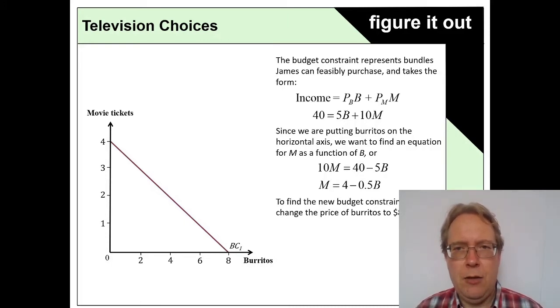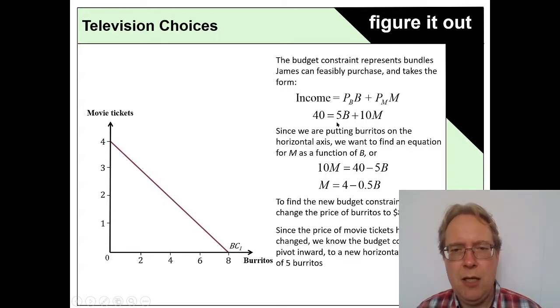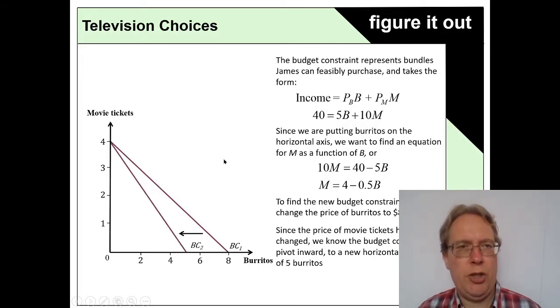Okay, so what happens after the price of burrito changes to 8? The price of movie tickets has not changed, so this point is not going to change. However, if I spend all my money on burritos, now I can only buy 5, which implies that this is my new budget line.